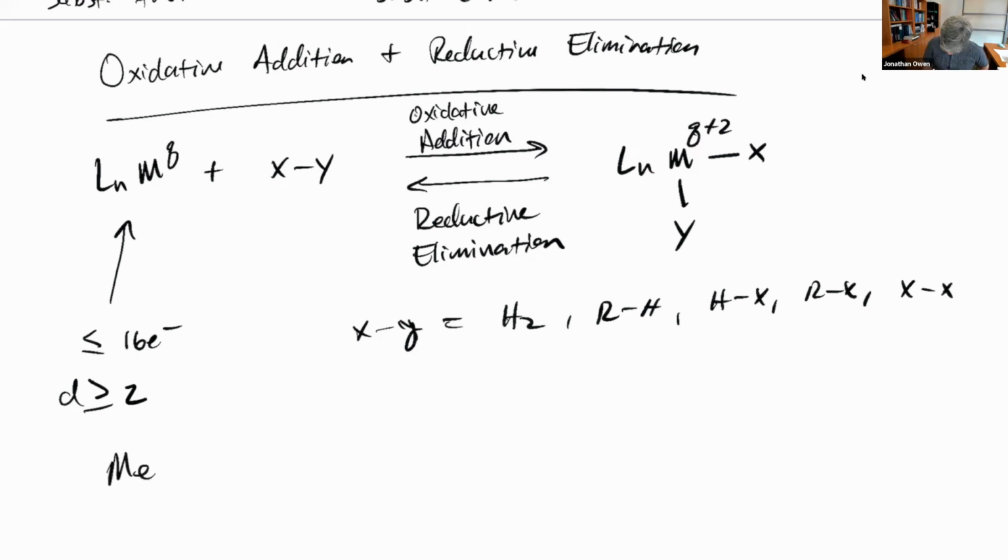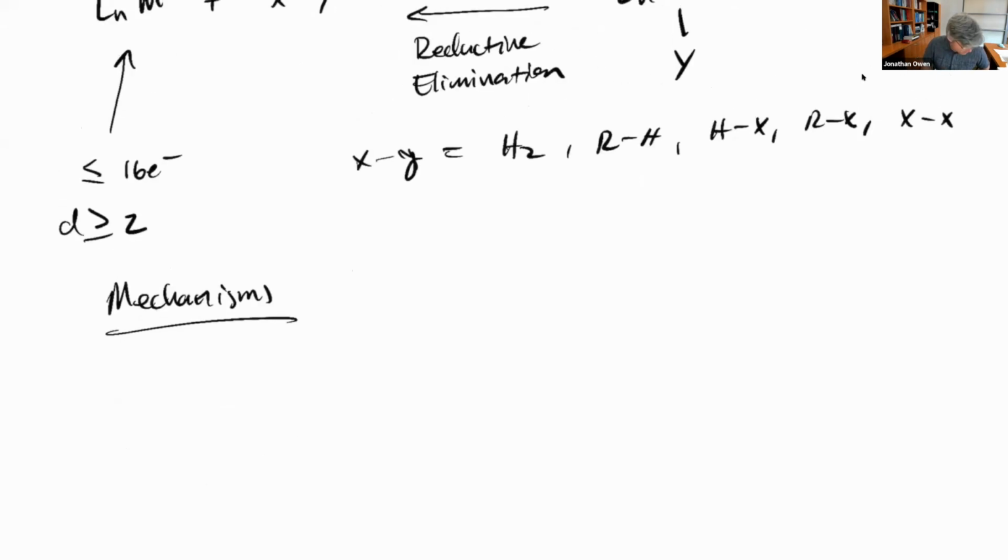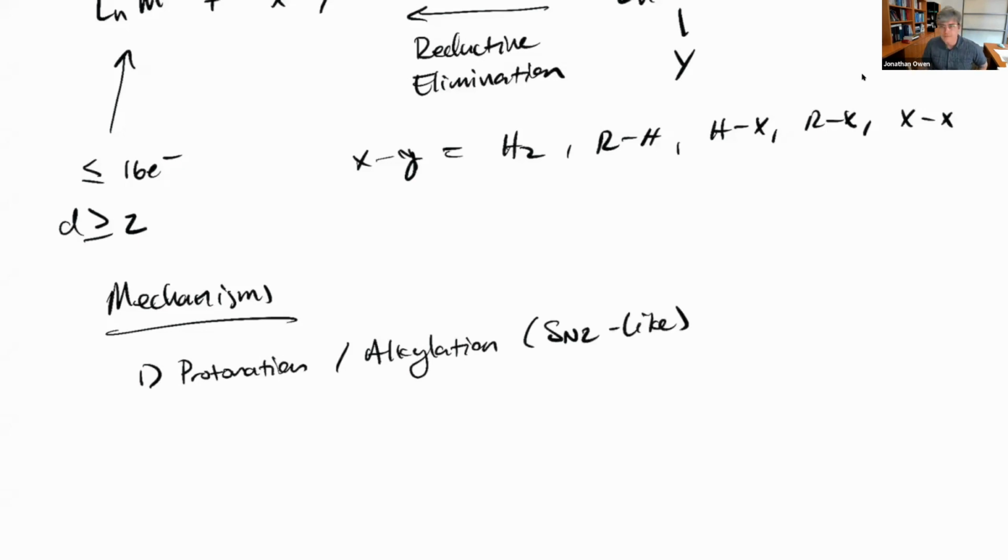So we're going to do some mechanisms of this reaction. First one we're going to do is protonation and alkylation. These are really SN2-like mechanisms, where the metal is doing the SN2 on the substrate.